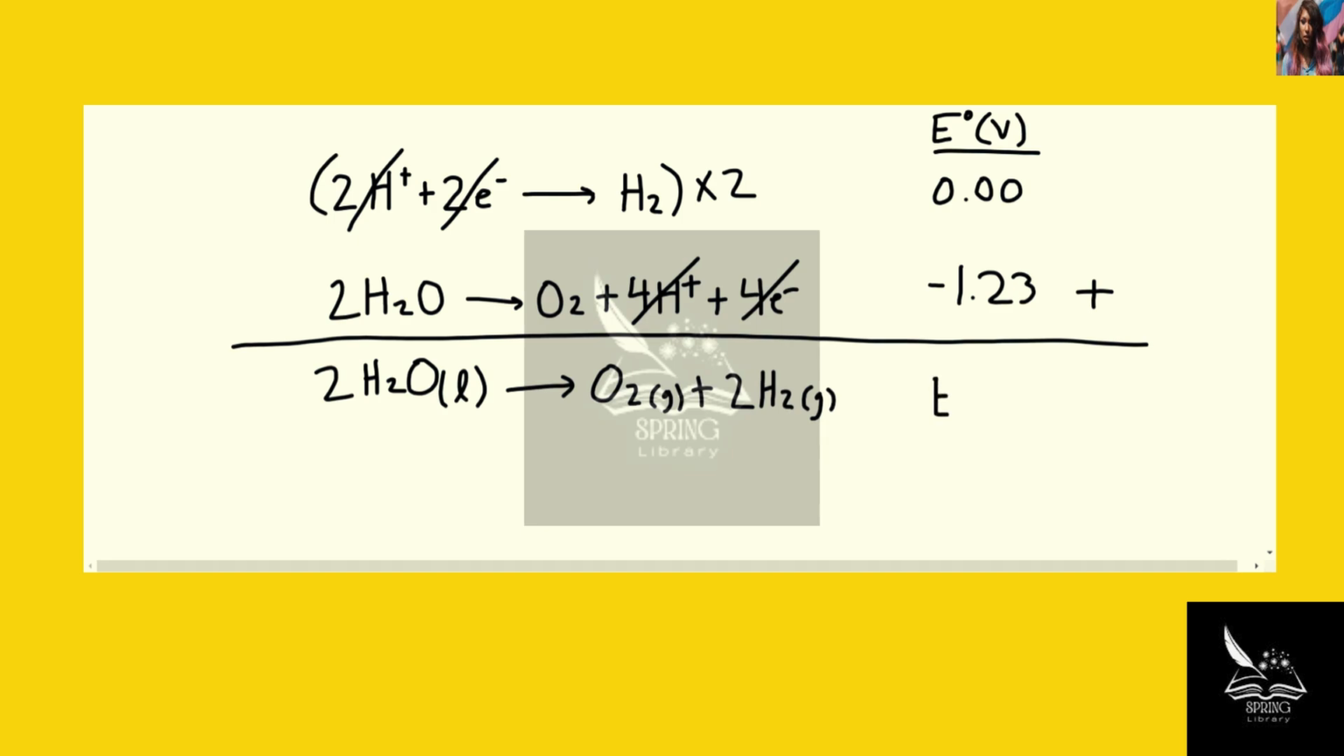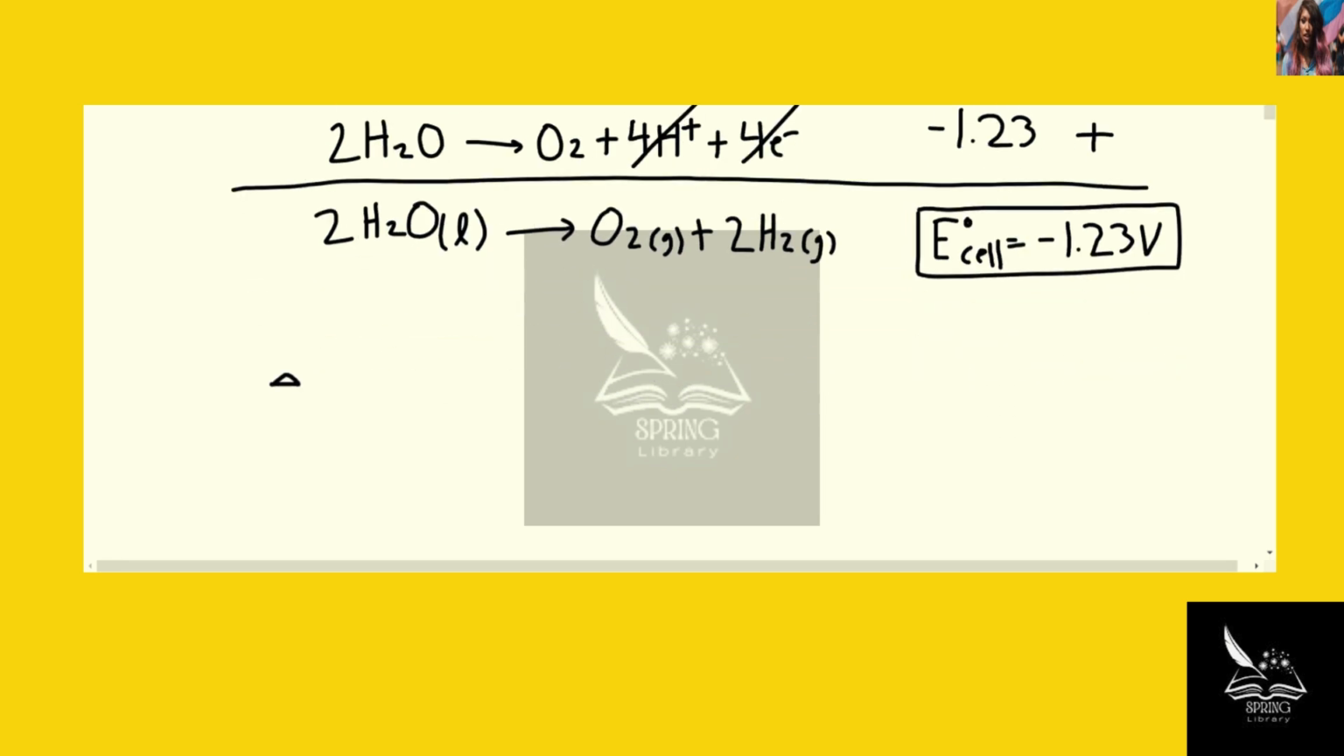And now we can find the standard cell potential based on those two reduction potentials that we were given in the table, and we flipped the sign of the second half reaction so that it undergoes oxidation to fulfill the form of the overall reaction that we were given. And when we add those two potentials together, we see that it comes out to negative 1.23 volts.